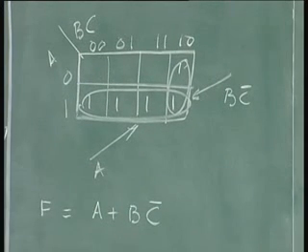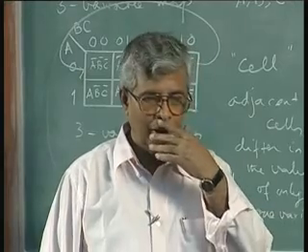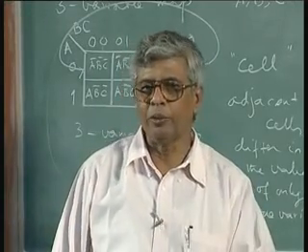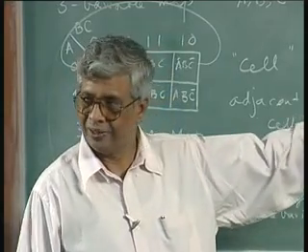C bar. This is our function to start with. So that means Boolean algebra can also give you, K-map can also give you the simplification that the Boolean algebra gives. But here you know that I have exhausted all ones.